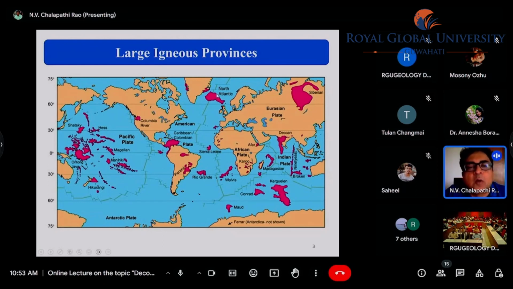All of them are what are known as large igneous provinces. They are present in continents. You see South America, they are called Parana.